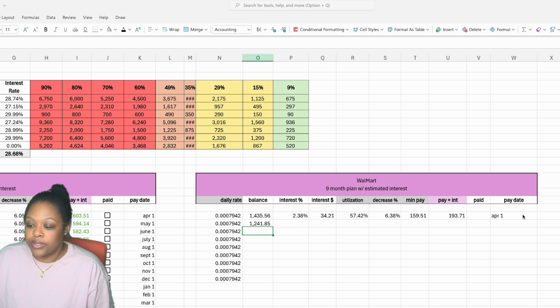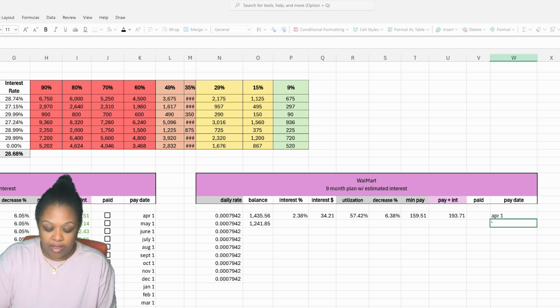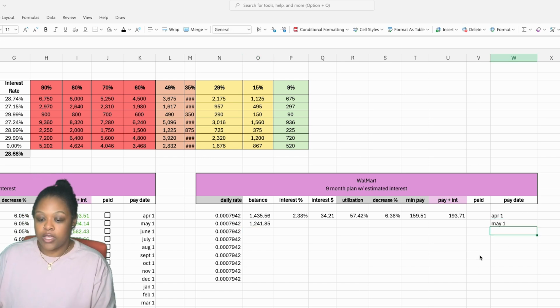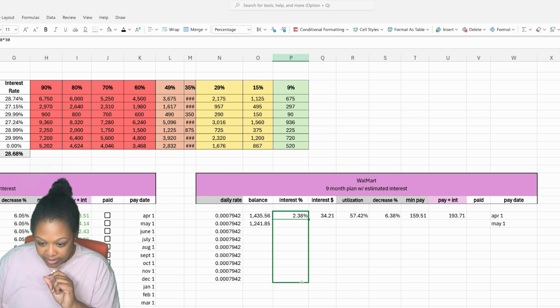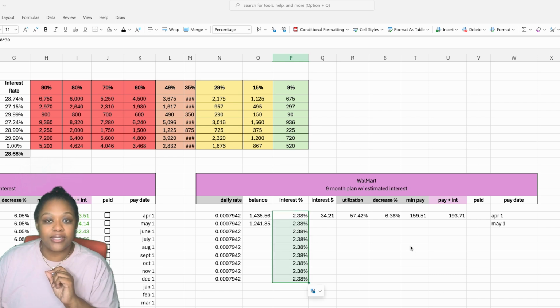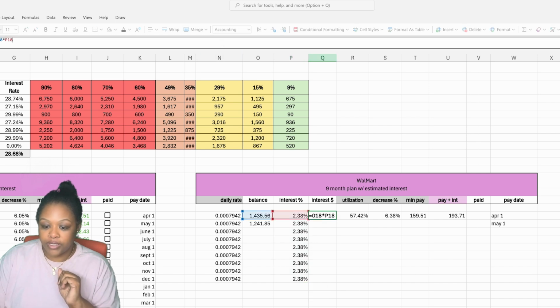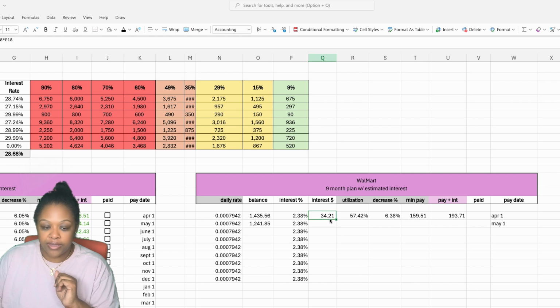All right. So now we're on May 1st, right? So this is saying on May 1st, I think that my statement balance is going to be $12.41. So I want to get that down, right? My interest percentage, I'm going to take that and drag that all the way down to the end also, because that's not going to change until we change the number of days in the month. The interest dollar is always going to reference that times that. So we're going to drag that down as well.